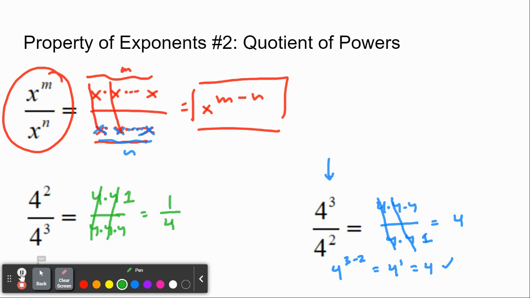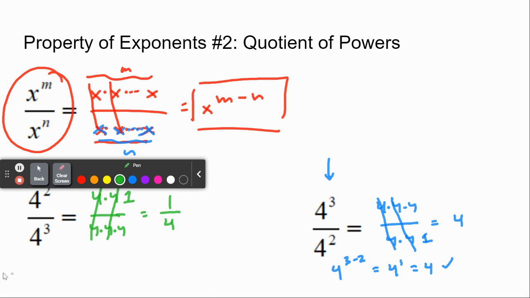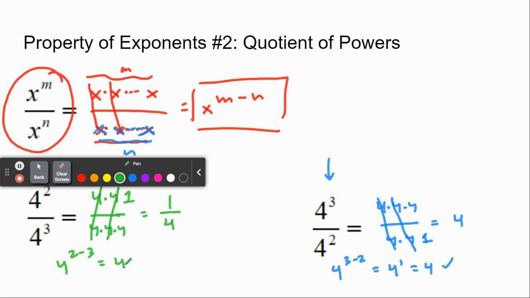And again, if we apply this rule, this would be 4 to the 2 minus 3, which is 4 to the negative first. Now later on, actually the very last slide in the next video, we're going to talk about negative exponents. This negative exponent actually flips this 4 upside down. So again, this negative exponent is going to be property number 7 for us. But again, you get the same thing, 1/4. You've got to believe me on that one. So this is the quotient of powers rule.